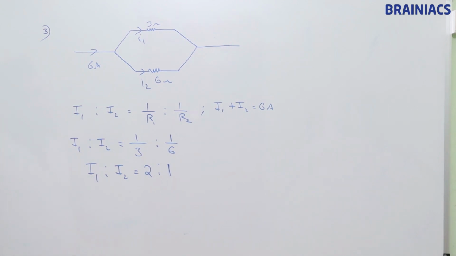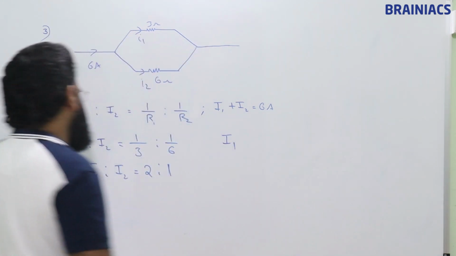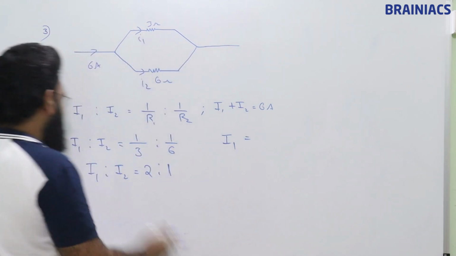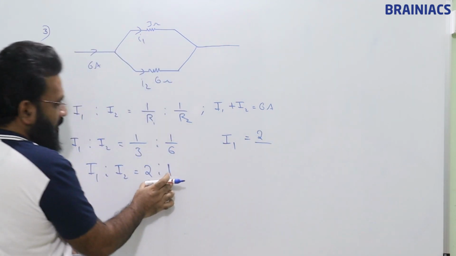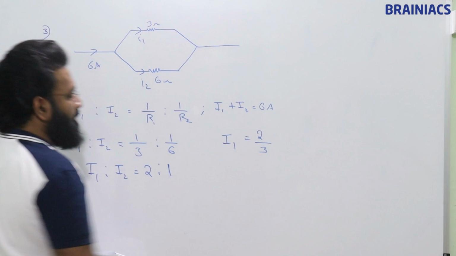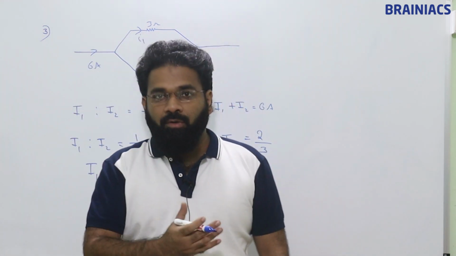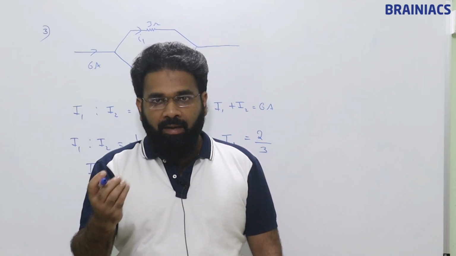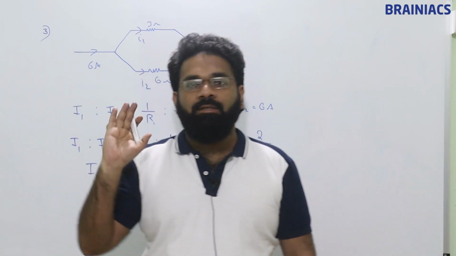Right? So I1 is to I2 is equal to 2 is to 1. Now how to find I1? The total is 6 ampere. So with 6 ampere, I1's ratio is 2, divided by the sum of these two, 2 by 3. Correct? How do we find a part from the ratio? The ratio divided by the total of the ratio, into the total quantity that is coming.